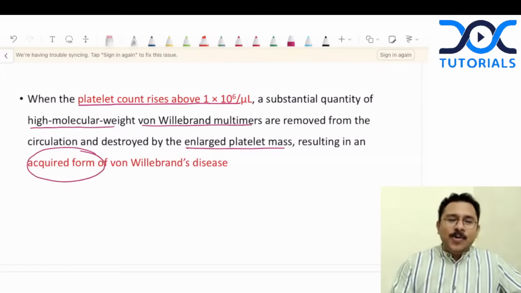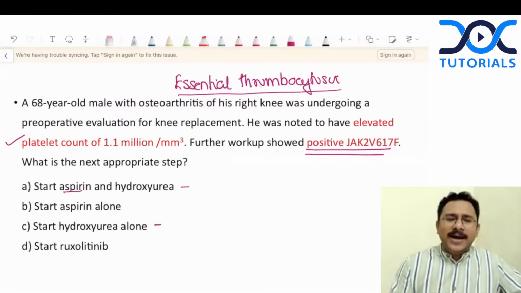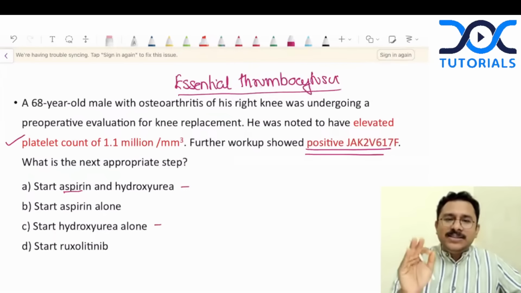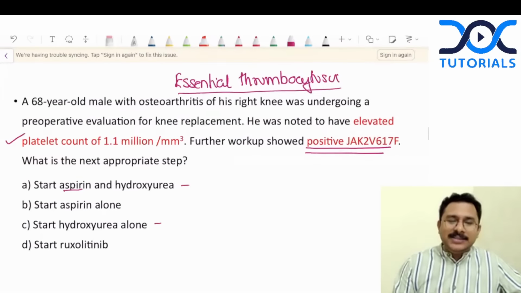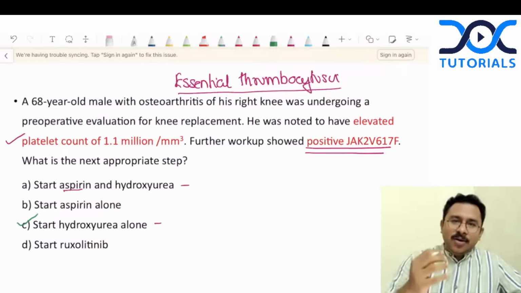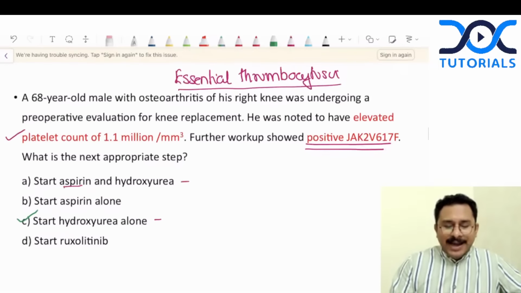So if there is an acquired form of von Willebrand disease, again, Anuj, why can't I just start on aspirin also along with hydroxyurea? There is a problem. In any patient with the von Willebrand disease, what is the problem with starting aspirin? There is a chance of bleeding tendency. So there is a problem of bleeding tendency. So I can only go for hydroxyurea. Hydroxyurea to reduce the platelet count. And what about the purpose of aspirin?